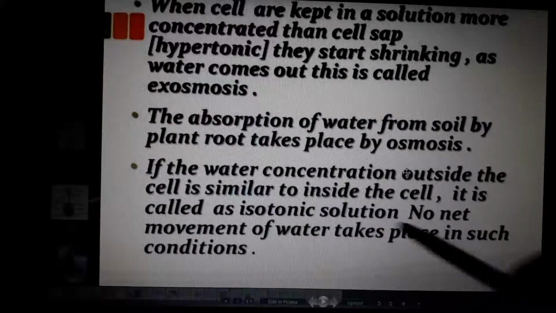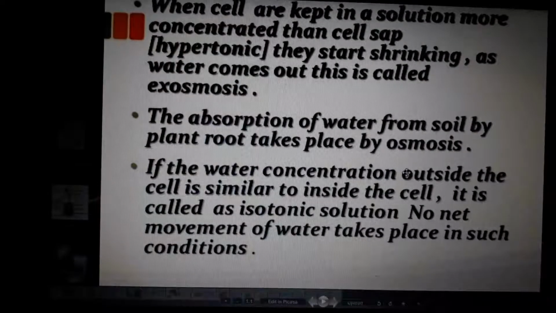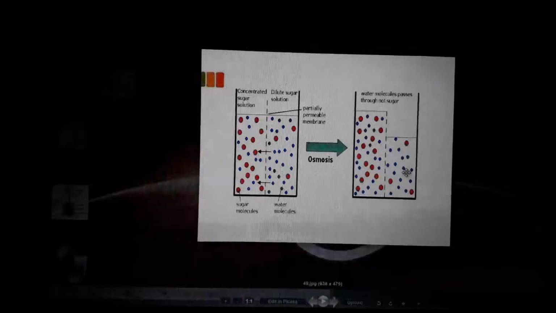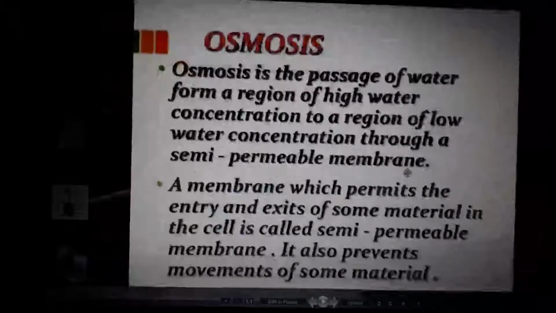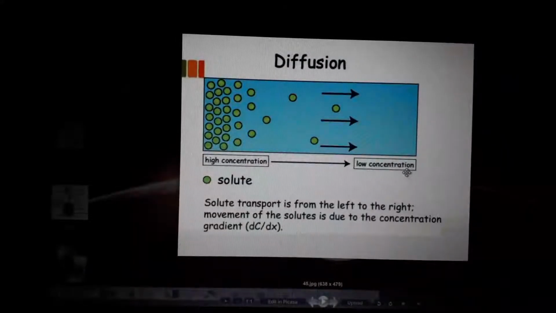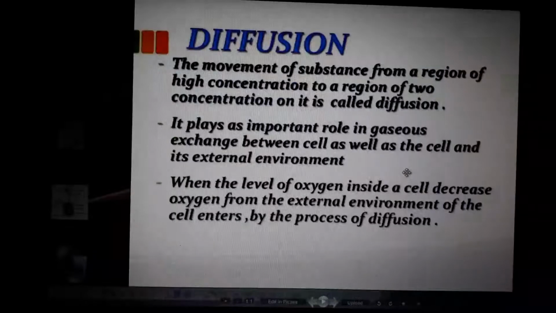But in the case of an isotonic solution, what will happen? If the concentration outside and inside the cell is similar, such a solution is called an isotonic solution. So here, nothing will happen. The water won't pass inside the cell, and water won't move out of the cell either. So these are some examples of osmosis. Leave it for question answers. You will study osmosis.